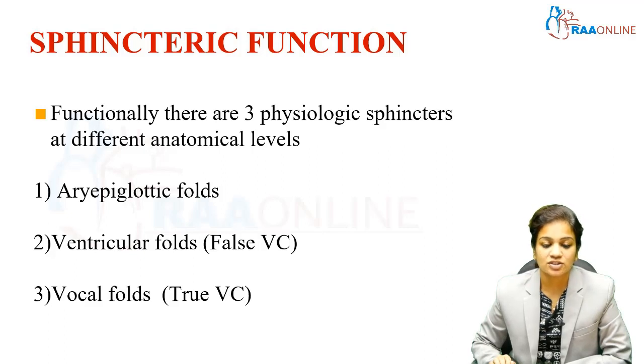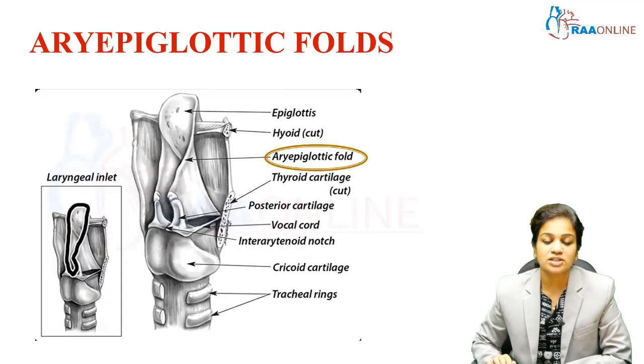There are these three structures, that is the aryepiglottic folds, the ventricular folds and the vocal folds, which will move together to close the laryngeal inlet. In other words, the opening into the larynx or the laryngeal inlet is formed by these three structures. They are the aryepiglottic fold, the ventricular folds and the vocal folds. Okay, so these three will close at a time when you swallow. So the larynx is closed and the food pipe is open and food will enter into the esophagus. How these structures will open, we'll see.